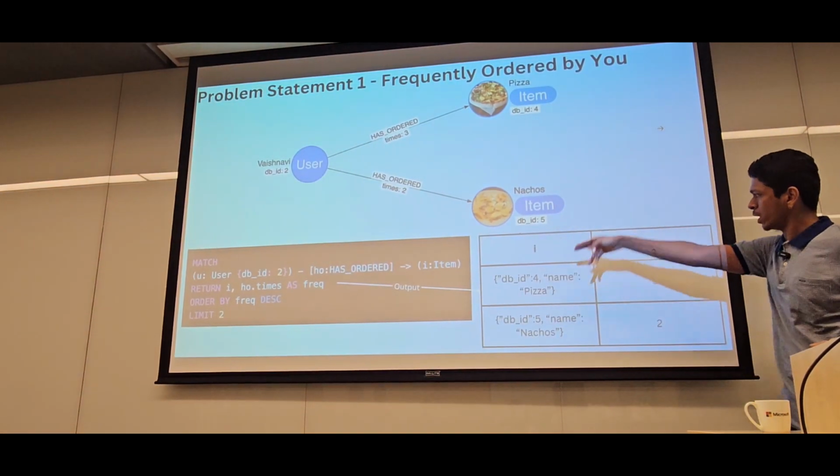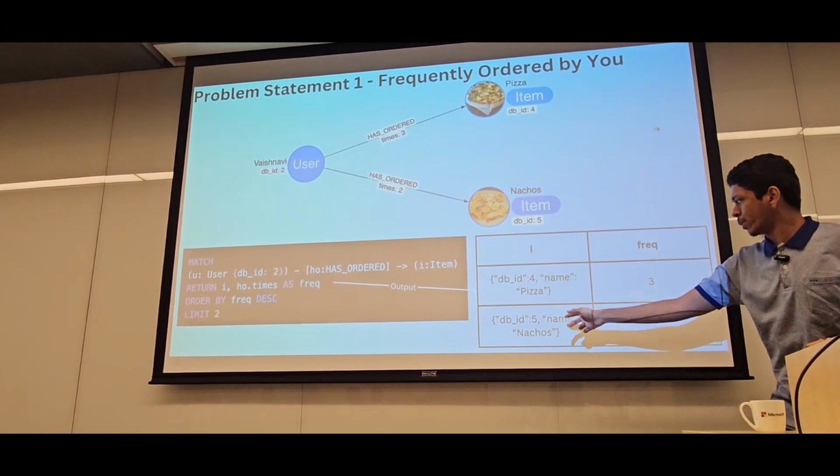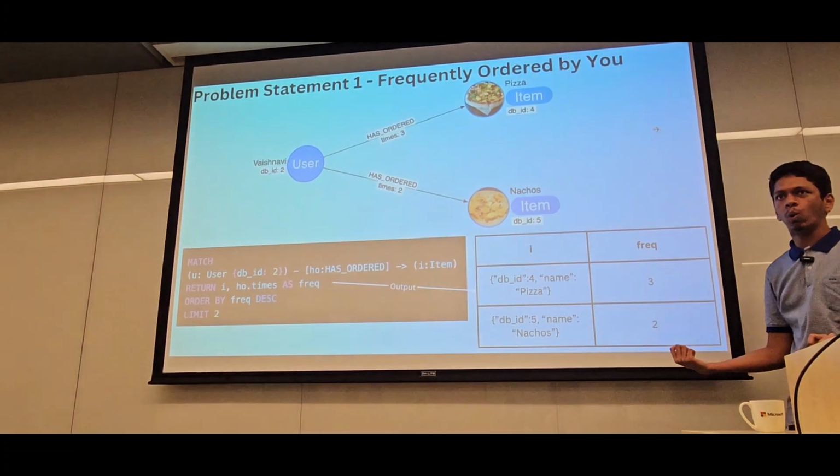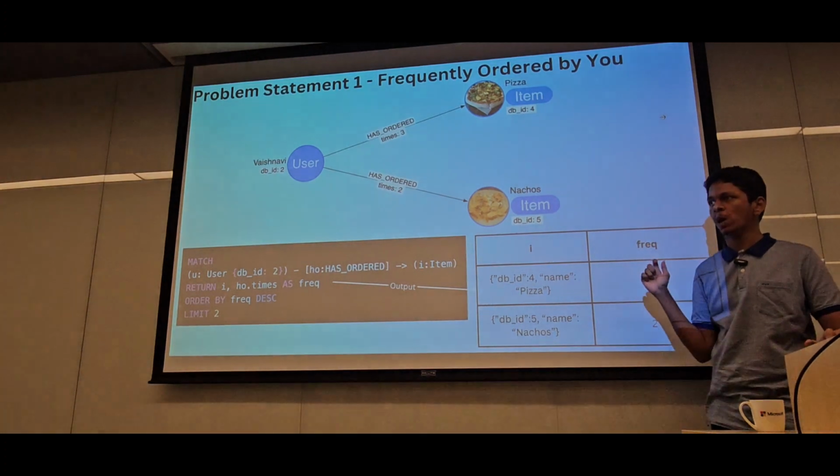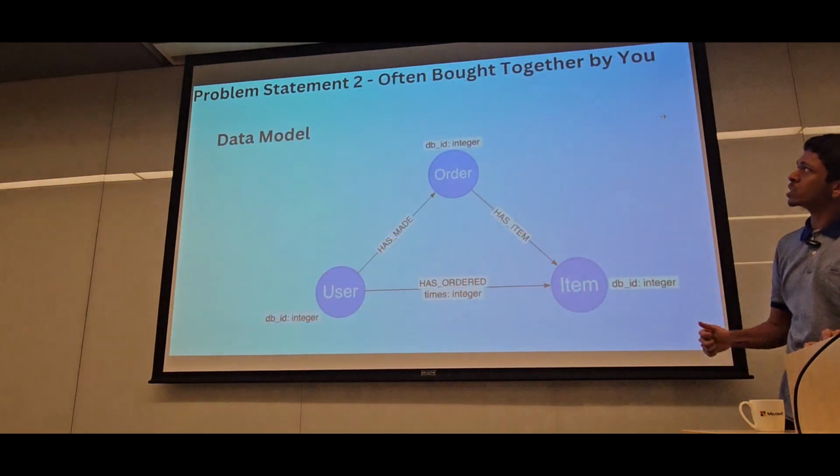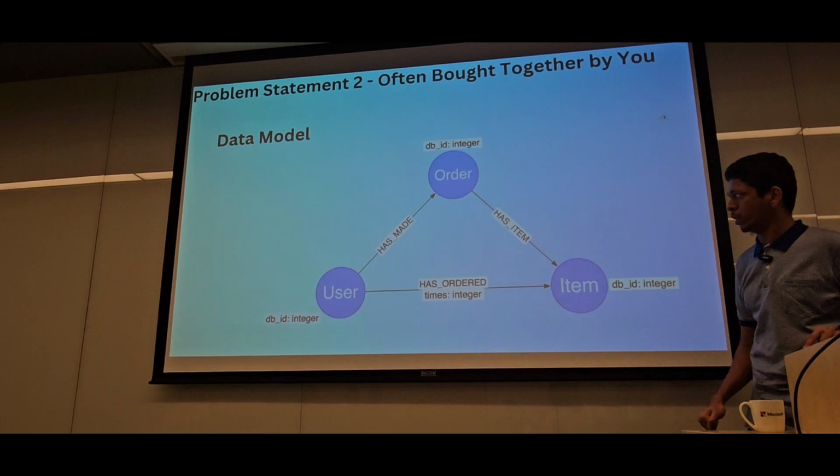So we get database ID 4, frequency 3, database ID 5, nachos, frequency 2. Any questions here? Okay, let's take a look at the second problem statement.